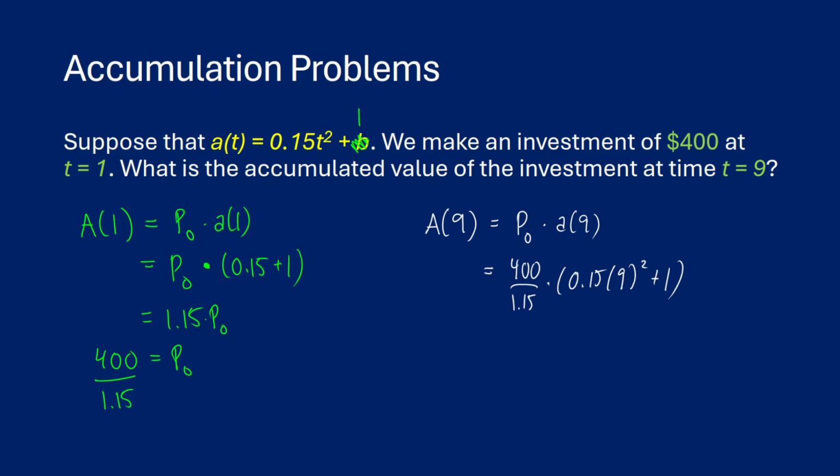So if we put this into a calculator, what we're going to get as a final result is approximately $4,573.91. Okay, so this is a pretty big jump. We're investing $400 at time 1 to get $4,600 roughly at time 9. But this function is going to scale up quite quickly because we're looking at a quadratic and we're looking at 0.15 t squared, which would be basically 15% interest in the first year. So that's going to get large quite fast.